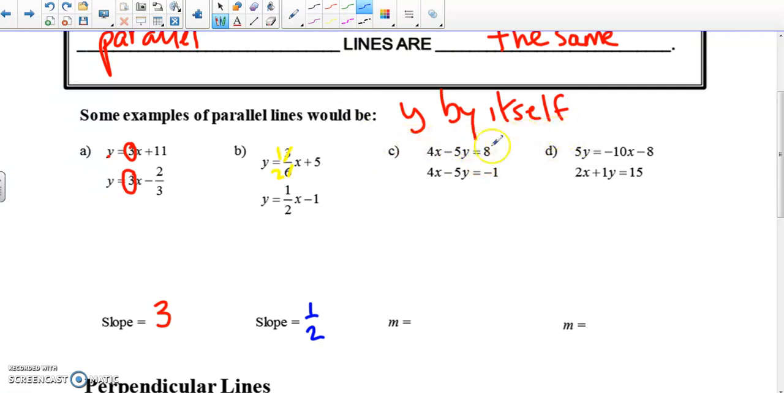Alright, letters C and D, there's a little bit of work to do. We're not going to do this now, but you have to do a little bit of algebra in order to get them in y equals mx plus b form. So you always want to get the y by itself.